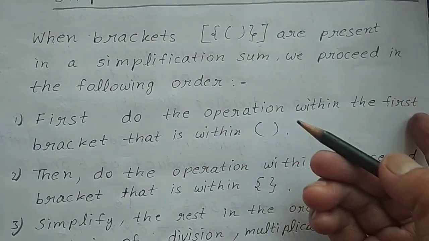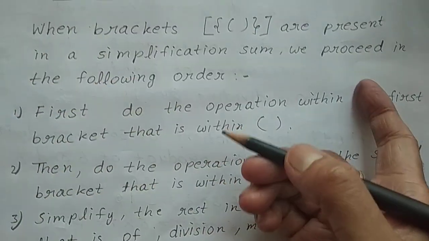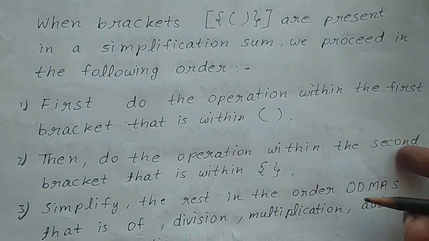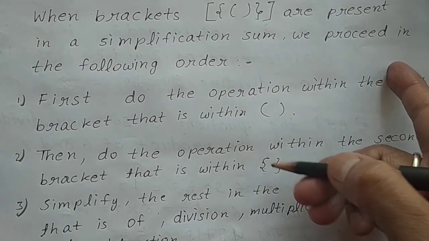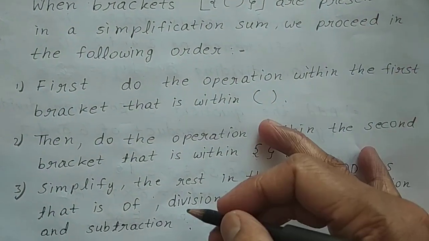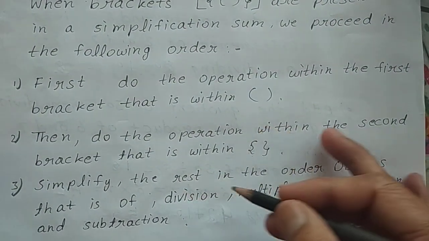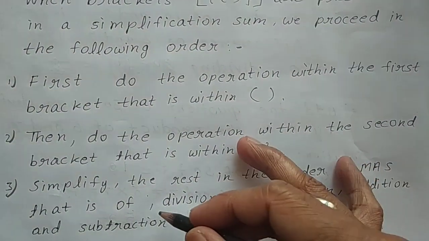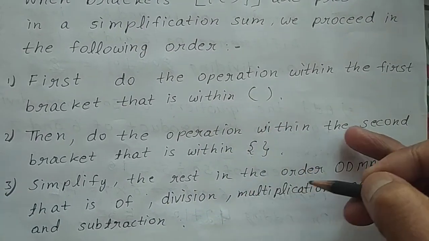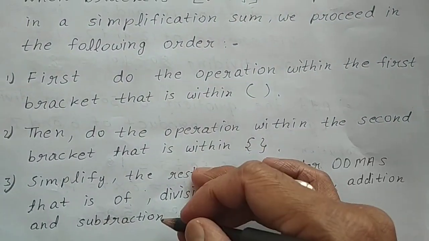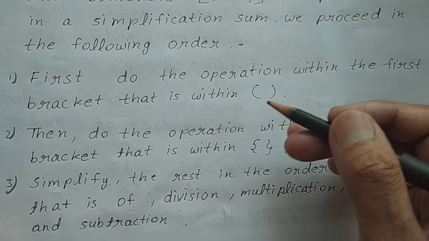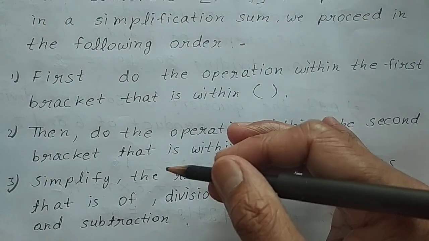First do the operation within the first bracket, that is within the round bracket. Then do the operation within the second bracket, that is within the curly bracket, and so on. Simplify the rest in the order of DMAS, that is of, division, multiplication, addition and subtraction. Of means multiply. Sometimes in a simplification sum, of is also written.